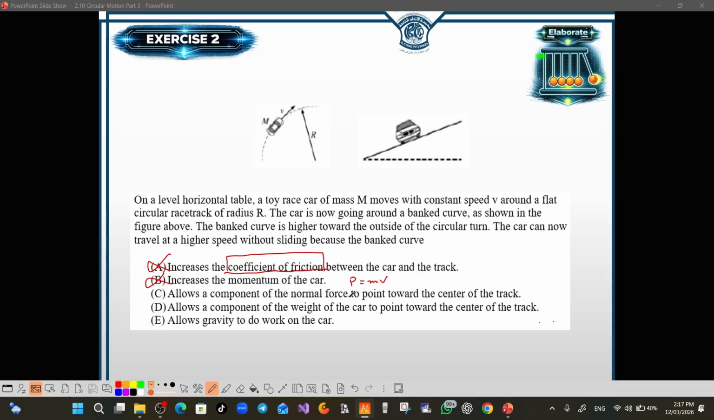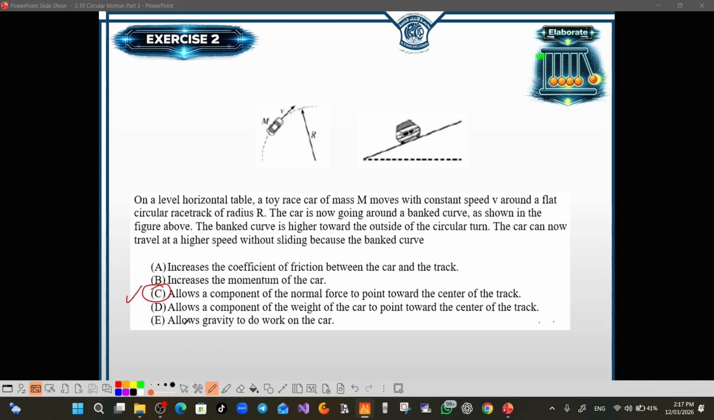Allows the component of the normal force to point toward the center of the track, and this is correct because if we draw the vertical axis and the centripetal axis, then we know that the normal push will have two components, and one of them will be pointing toward the centripetal direction. And this is the reason why the object will keep moving in a circular path. So the correct answer will be C.